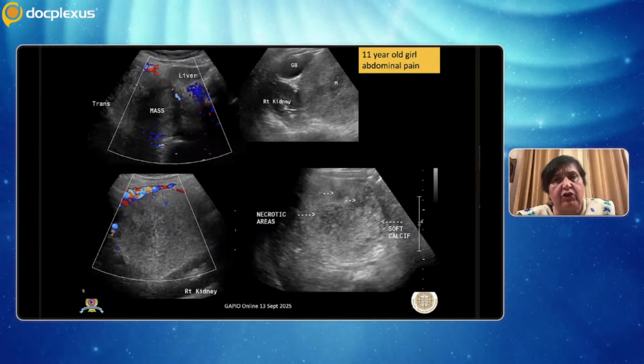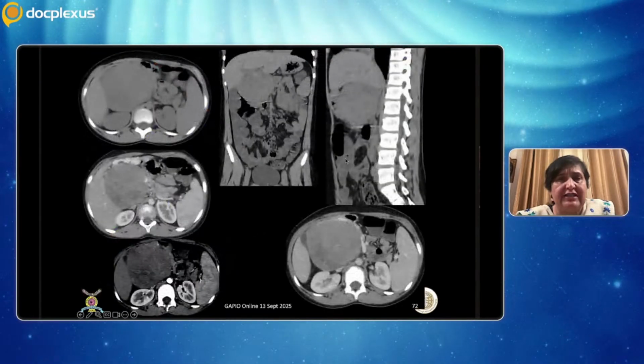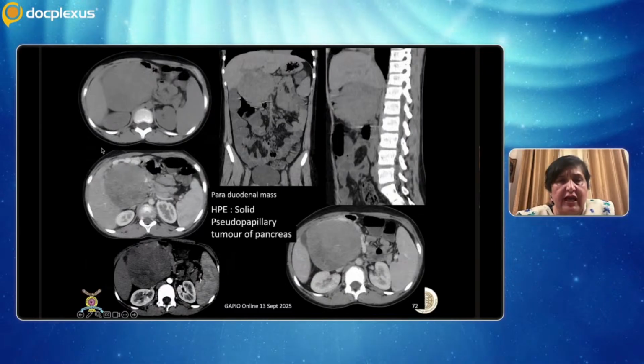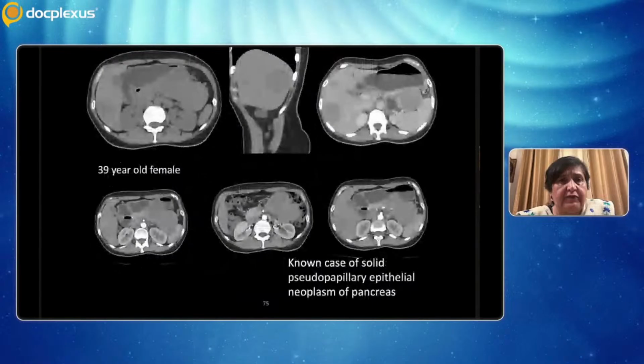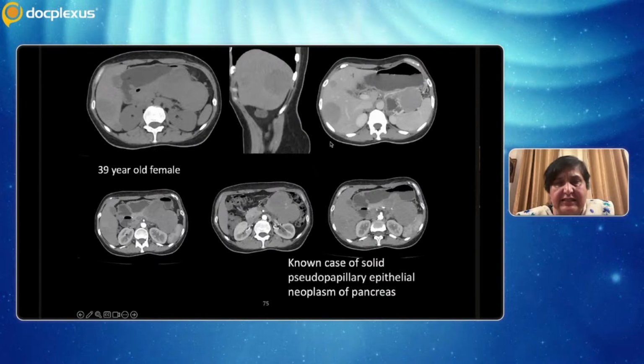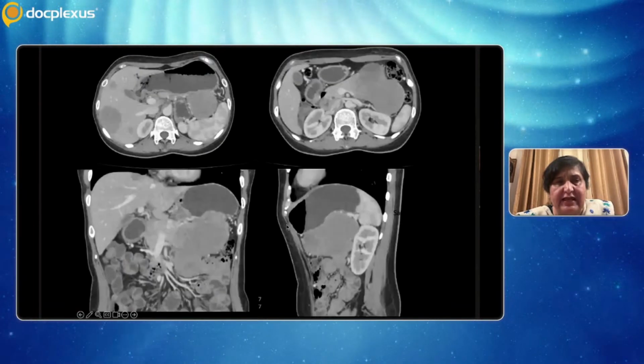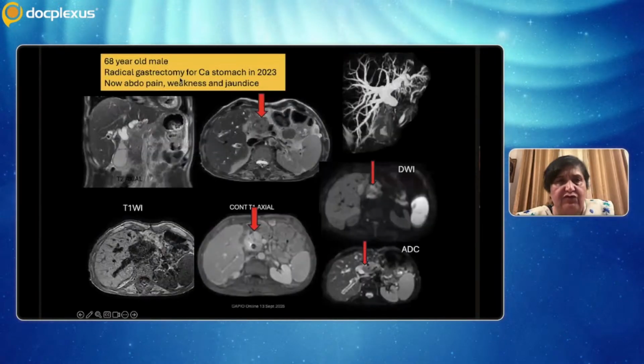This was an 11-year-old girl with abdominal pain, large mass in the region of the pancreatic head with some necrotic areas within it. These are CT images of the same patient. You can see it's a large solid tumor here, and this turned out to be a solid pseudopapillary tumor of the pancreas. And this was a known case of SPEN, and this patient on follow-up developed extensive liver metastasis. You can see the large mass here in the region of the body and the tail. It's a large solid mass there, and the extensive hepatic metastasis. So this patient has undergone malignant transformation.